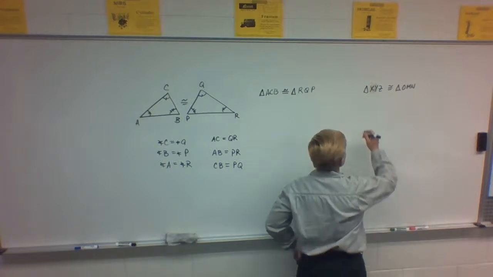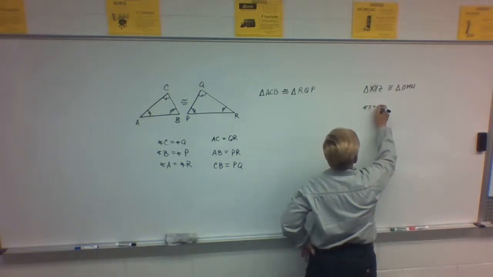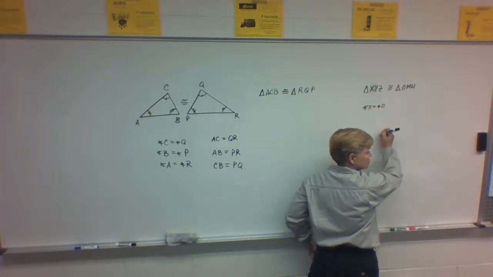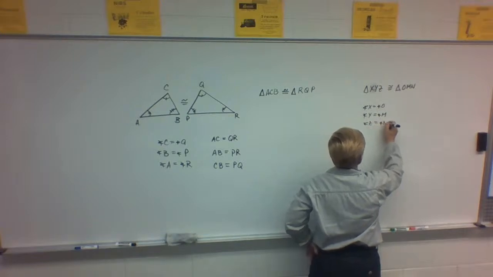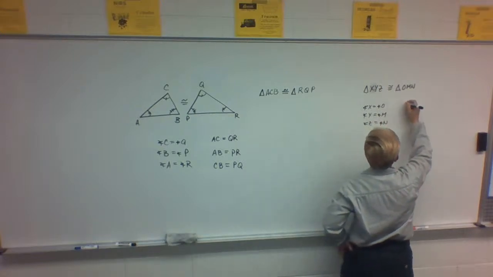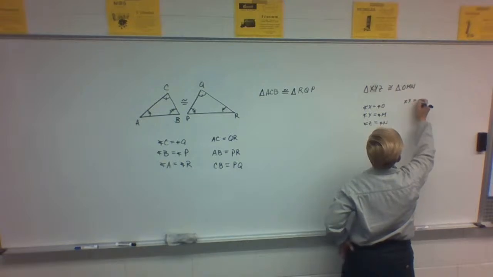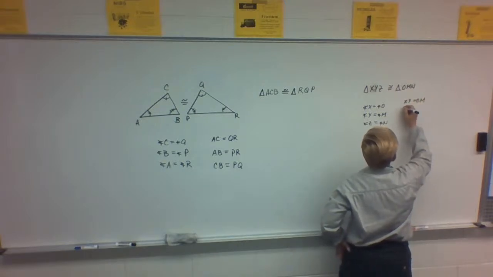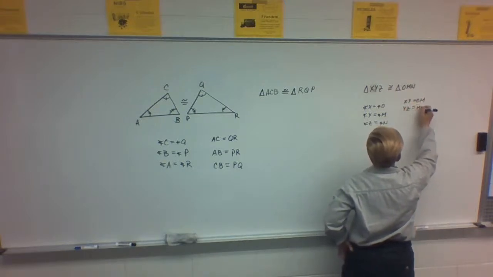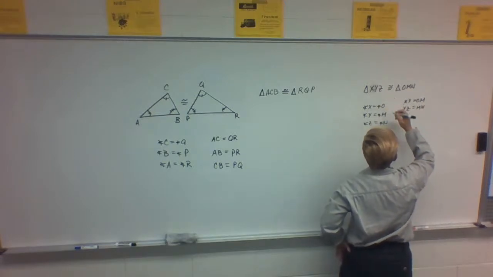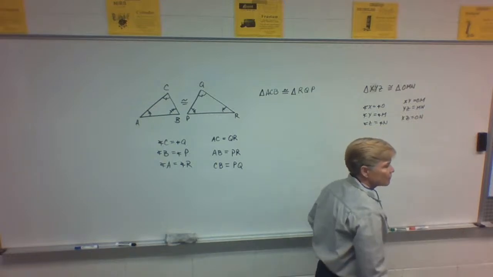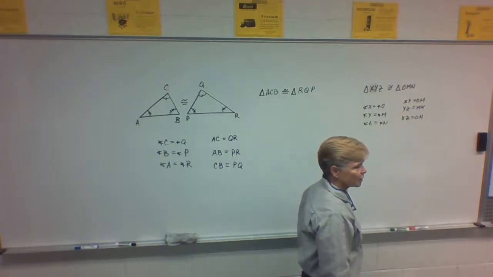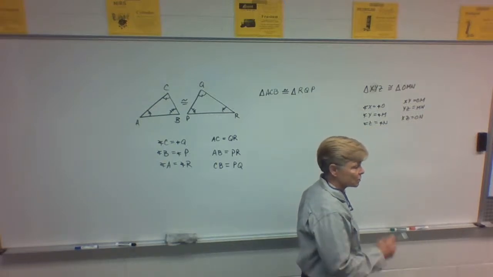I can tell you this, that angle X equals angle O. See how I know? I can tell you that angle Y equals angle M and that angle Z equals angle N. I can also tell you, and this is the segments here, that XY is equal to OM and that YZ is equal to MN. And there's one other one, and it's the front and back. So it'll be XZ is equal to ON. You see that? You see where I'm getting those from, the patterns in the statements?